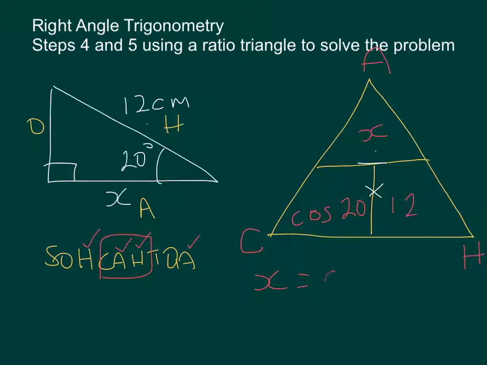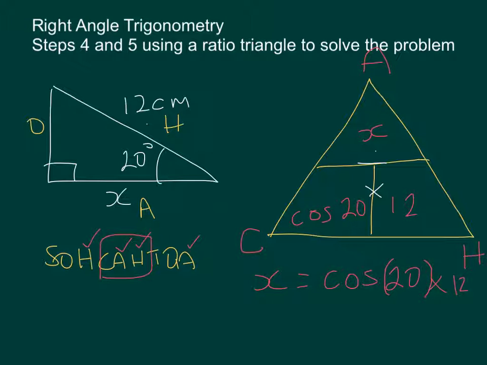So x will equal the cos of 20 times 12. And you simply do that on your calculator. Now, if you're on your calculator, some calculators open up a bracket. Just make sure you close the bracket before you put the times 12, if your calculator automatically does that. Either that or just put the 12 on the other side and go 12 times cos of 20.